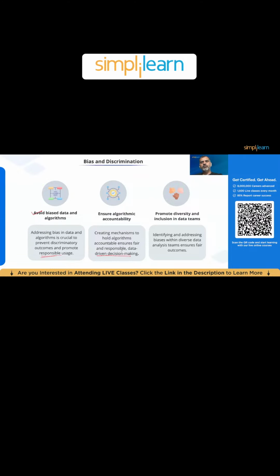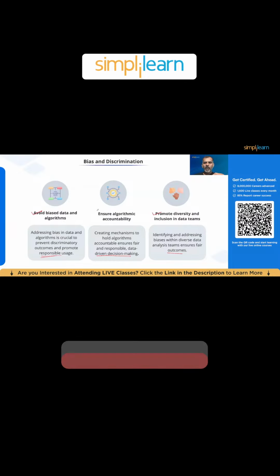And this can only be possible when your data was collected fairly and each and every section is selected randomly or getting an equal weightage while modeling process. That also promotes diversity and inclusion of data teams. So identifying and addressing biases within a diverse data analysis team ensures fairness. So if you find that one category is more than the other category, then you can form teams that can help you to introduce more data points and try to balance the data. This is where we can handle the bias and discrimination, guys.